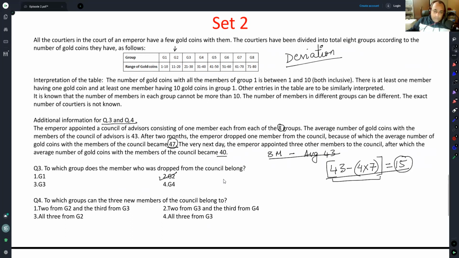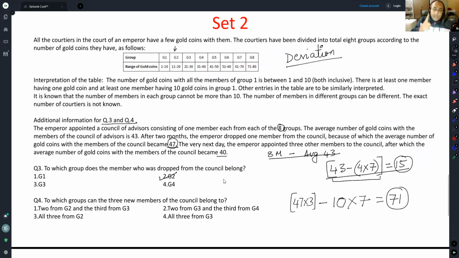I want to introduce the idea of deviation. So I'm saying these members, after their inclusion into the group, have brought the average down. They have brought down the average for 10 members by 7. The average originally was 47 and 3 members are coming in. So had they come in at 47 itself, this is how much they would have contributed. But they are bringing the average down by 7 for 10 members. So these 3 members have a total of 71 coins with them.